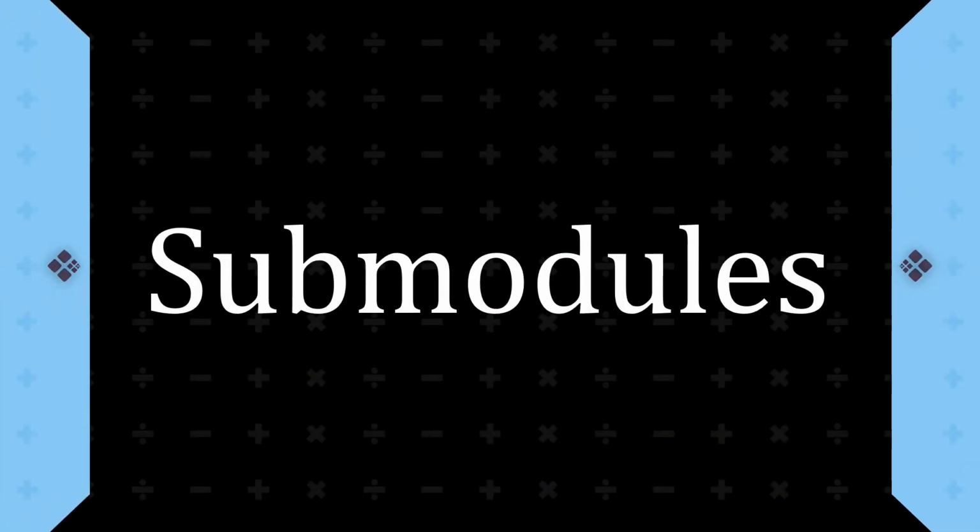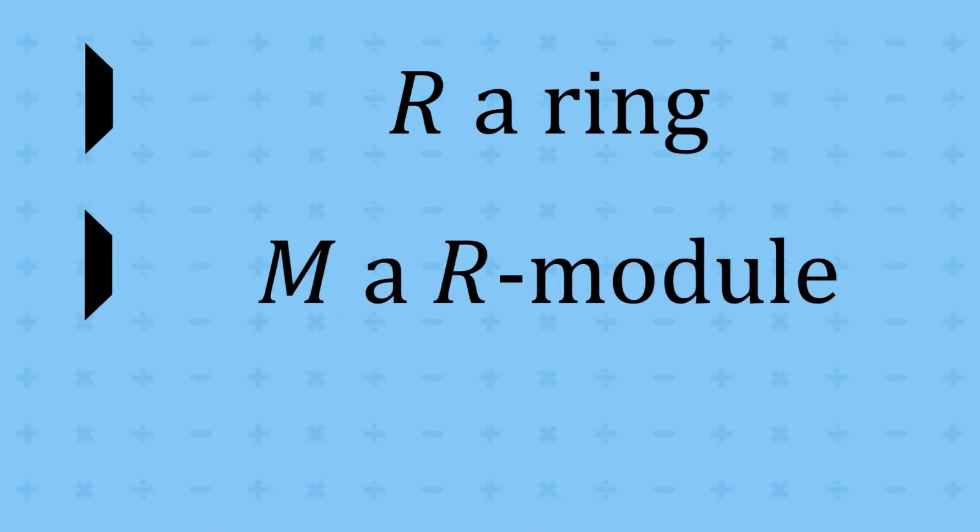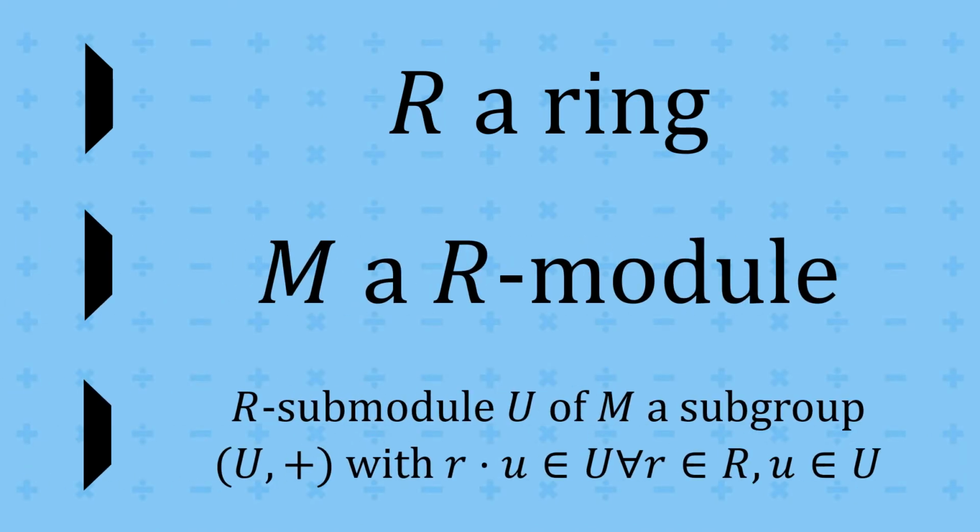Now we're going to define submodules. Let R be a ring and let M be an R-module. An R-submodule U of M is a subgroup U with addition which is closed under the action of R.